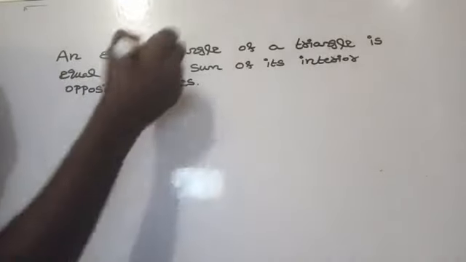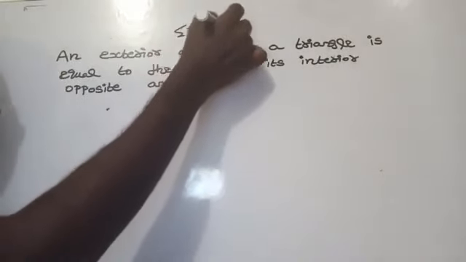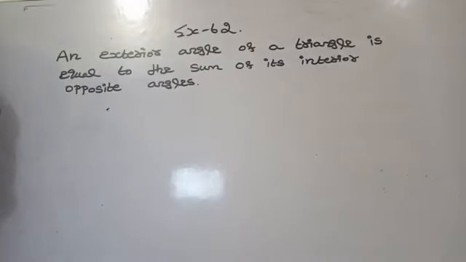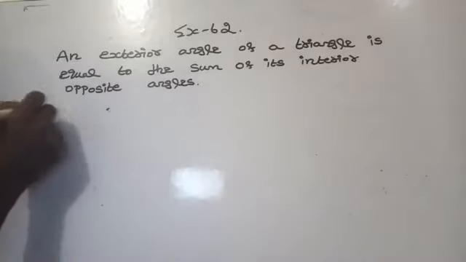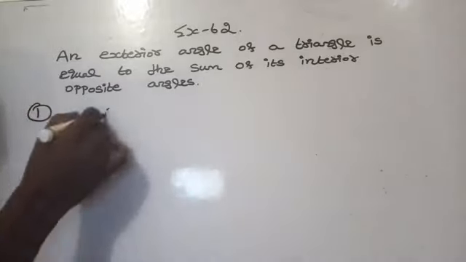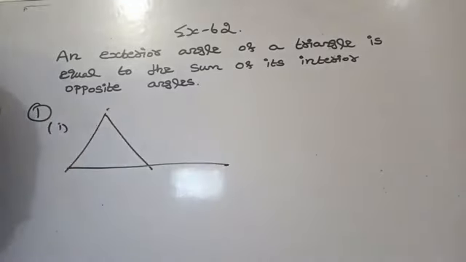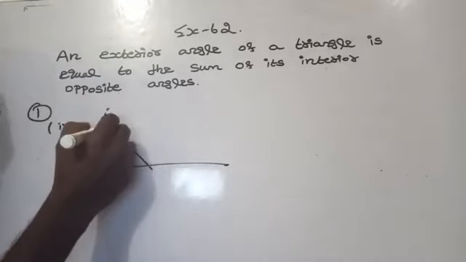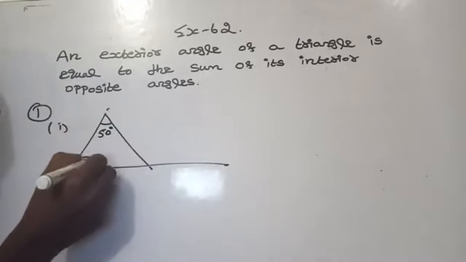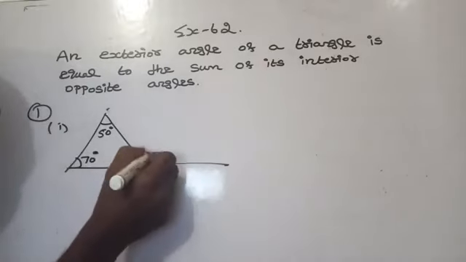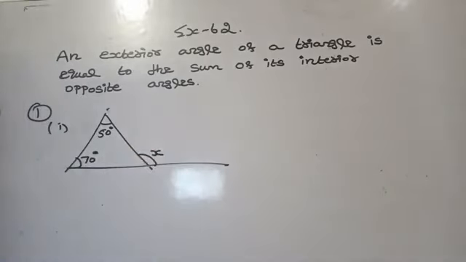Look at exercise 6.2. Find the value of unknown exterior angle x in the following diagram. First question, first part. The diagram is given. It is 50 degrees, it is 70 degrees, and this is x here. You have to find the value of the unknown exterior angle x in the following diagram.